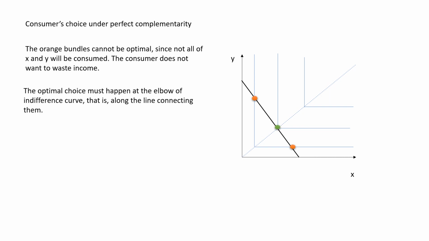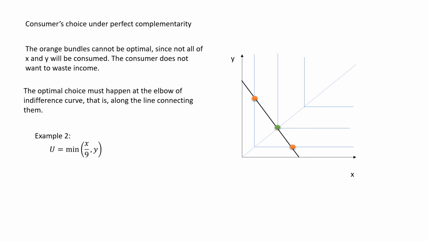The only optimal choice must be when you are using exactly the necessary amount of the two goods, and this is represented by this green point here. So, the optimal choice will always be at one of the elbows. And this is why it is important that we know the equation of the line connecting these elbows.